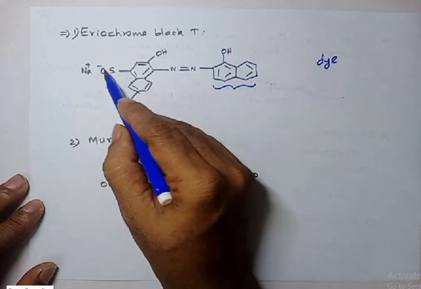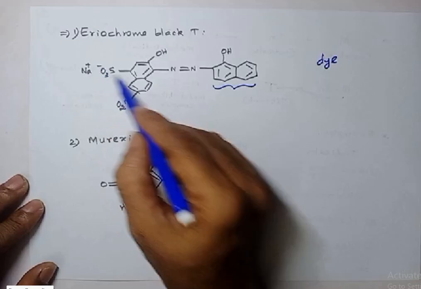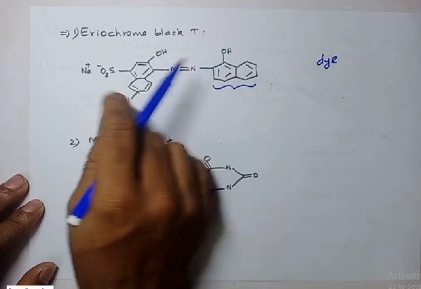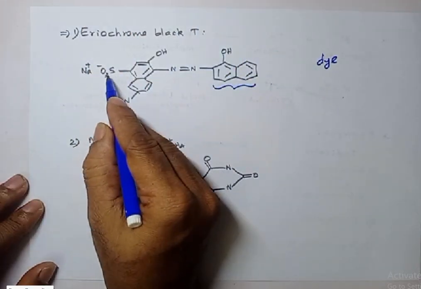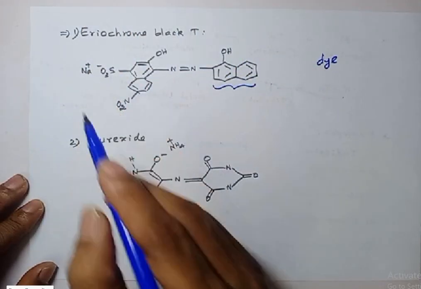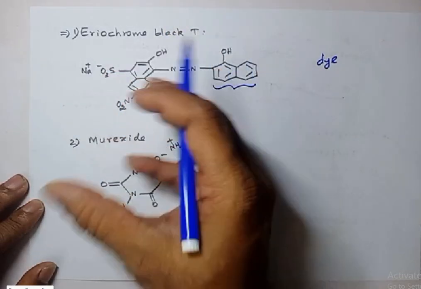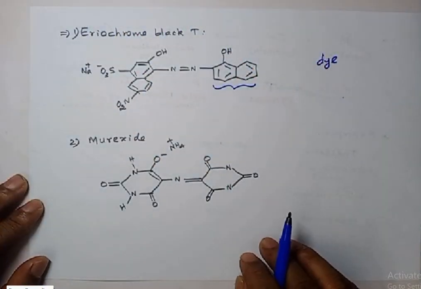Then here we have SO3 minus Na plus, which is actually ionic. Though the structure has a huge organic part, the entire compound is actually ionic, right? It is ionic, SO3 minus and Na plus is there. And there is an NO2 group. All these will give strong color to the indicator.